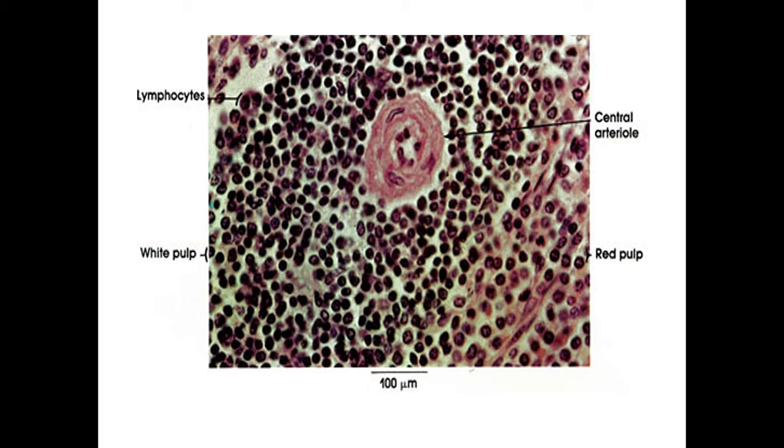This is a clearer microscopic appearance of the lymphoid tissue of the spleen. We have here the PALS at the center. These are the arterioles, which are surrounded by a lymphoid sheath, and we have the darker structures, the lymphocytes. So we call this part of the spleen the white pulp. And towards the right side is the appearance of the red pulp.